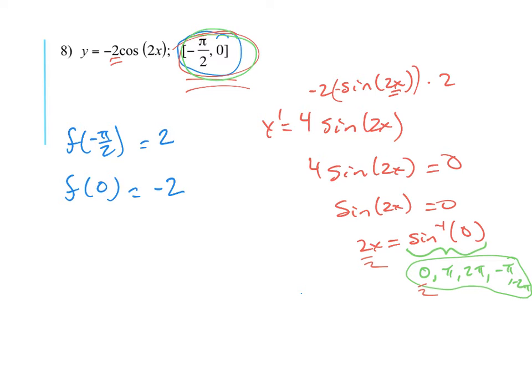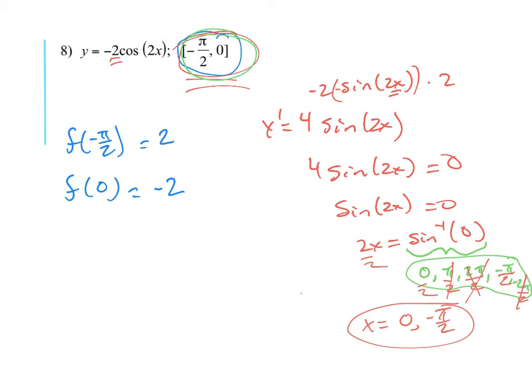So 0 divided by 2 is 0. Pi divided by 2 is pi over 2. That doesn't fall in our interval. 2 pi divided by 2 is pi. That doesn't fall in our interval. Negative pi divided by 2 does fall in our interval. And negative 2 pi divided by 2 is negative pi. It does not fall in our interval. So the critical points that we produce when we solve this are actually the same as our endpoints.